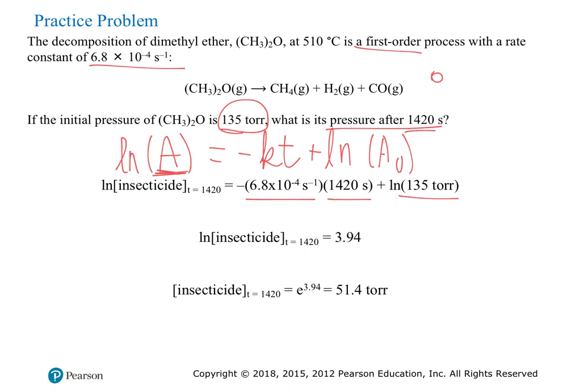When we do that, we get the natural log of our concentration at that time is 3.94. But we want to get rid of our natural log, so we raise e to that number. That's how we get rid of a natural log. When we have the natural log of x and we want x by itself, taking e to that number will give us x. So just FYI. We see something that's less, which makes sense. We should have a smaller number.